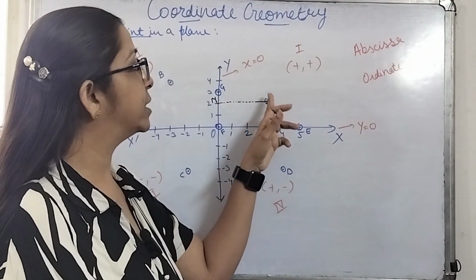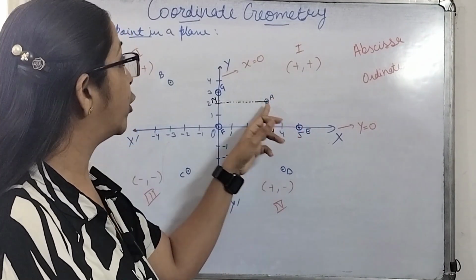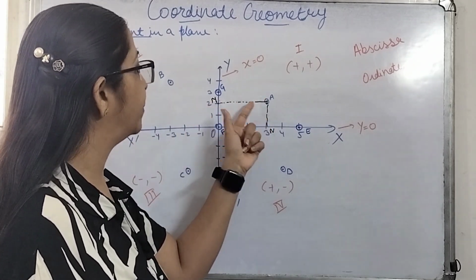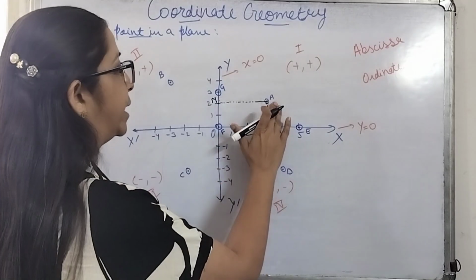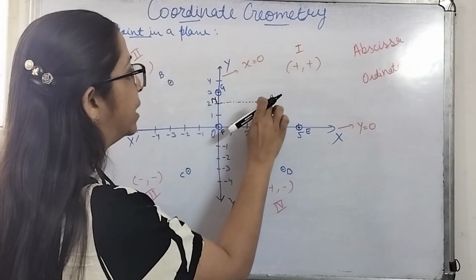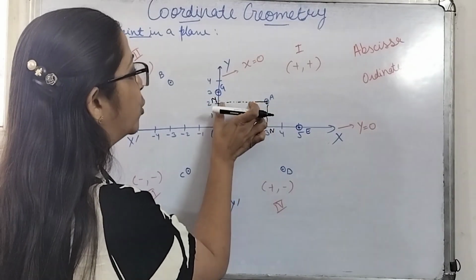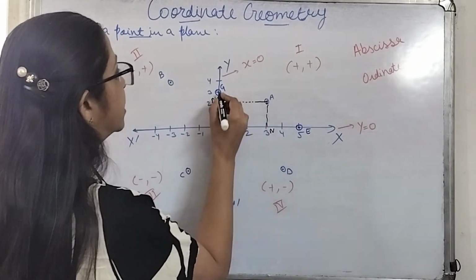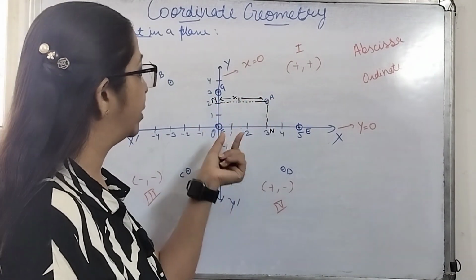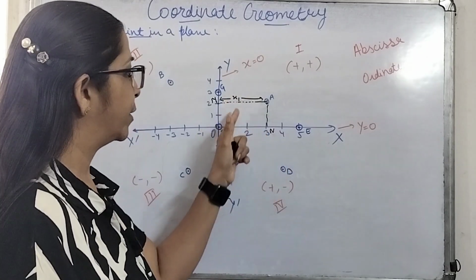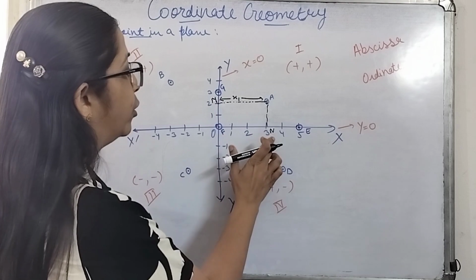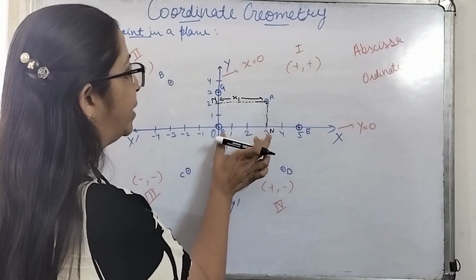Now, the perpendicular distance of point A from the y-axis, taken along the x-axis, is known as its x coordinate. Suppose this is x1. This x1 will be equal to ON also, because they are parallel to each other. So MA will be equal to ON, or we can say it will be equal to 3 units.